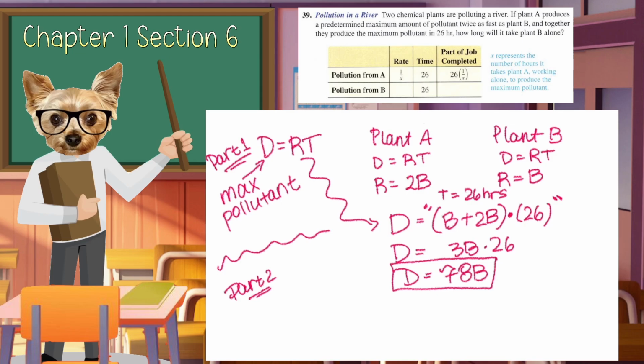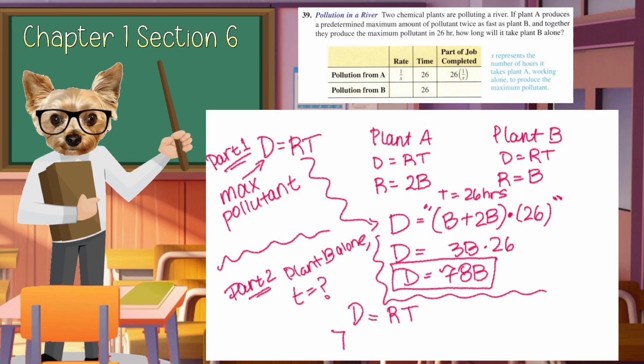Part two, we're going to solve for time when plant B is working alone. How long will it take? So we will have D equals rate times time again. Now the distance is what? It's 78B. We just figured it out. 78B equals rate. What's the rate of that plant? It's just B. We named it in the beginning. Times time.